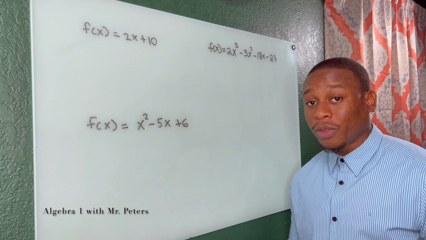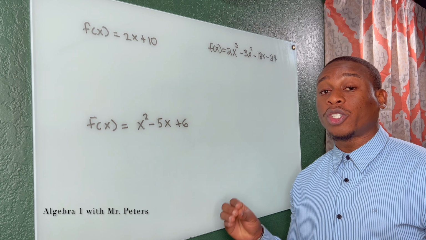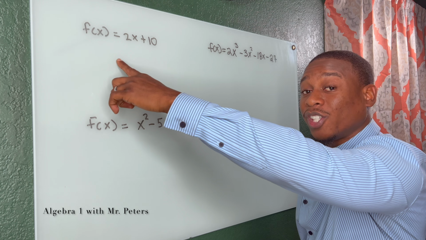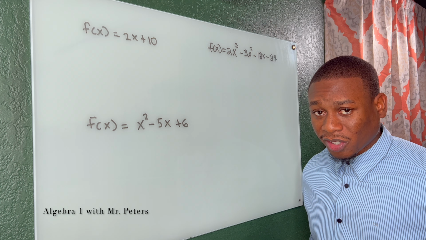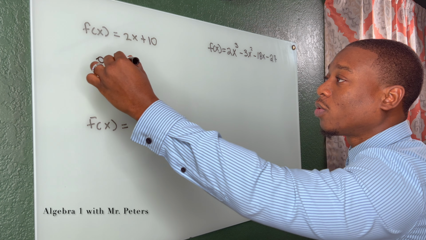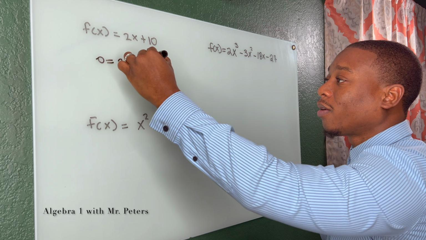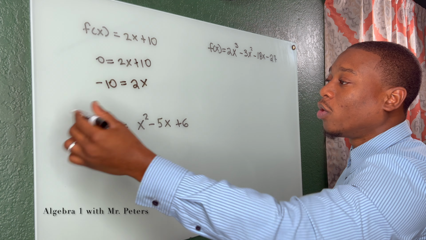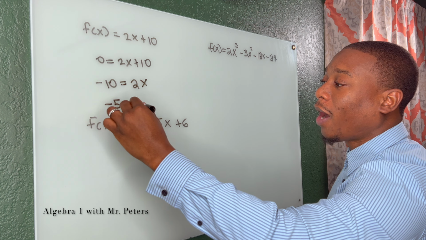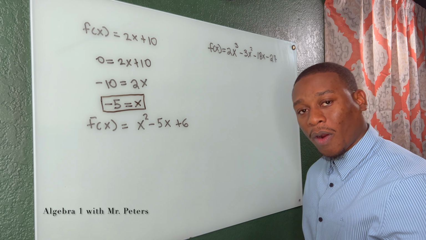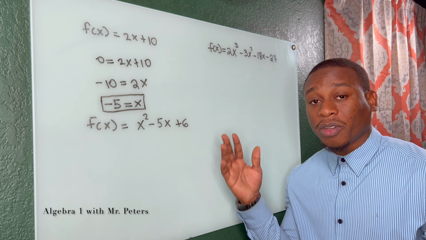Starting off this video, this is the first thing we need to understand when we're trying to find the zeros of a function. When it's a linear equation, we're just going to solve for x, right? So in this problem, we'd have 0 is equal to 2x plus 10. I subtract 10 from both sides. And once I divide, I'm going to get -5 is equal to x, right? So that would be the zero for this linear equation.